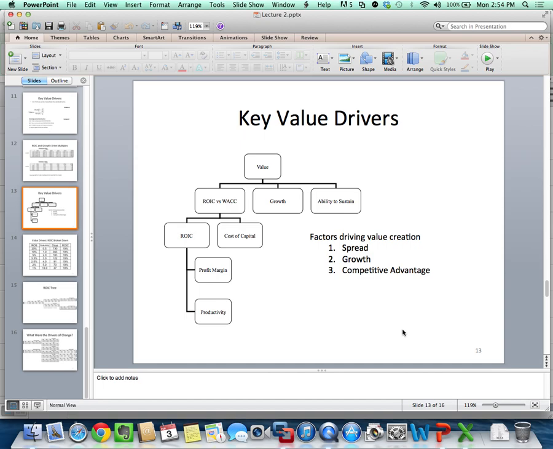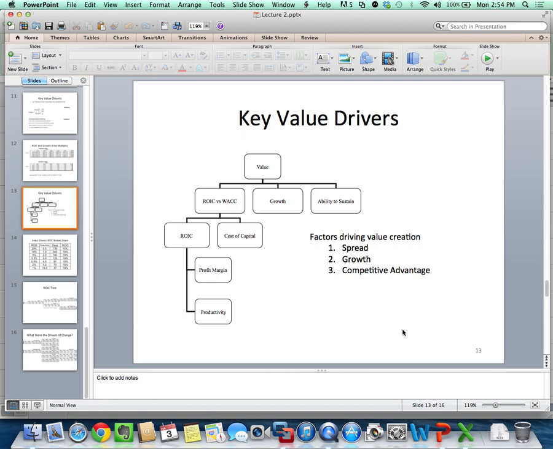Second, growth doesn't create value. Growth is an accelerant to value. If your spread is positive and you grow, you create value at a faster rate. It's like throwing gasoline on a fire. If your spread is negative and you grow, you destroy value at a faster rate. And if your spread is 0 and you grow, you don't go anywhere. It's like putting your car in neutral and stepping on the gas. The engine revs, but you don't go anywhere. Right? So that's the point.